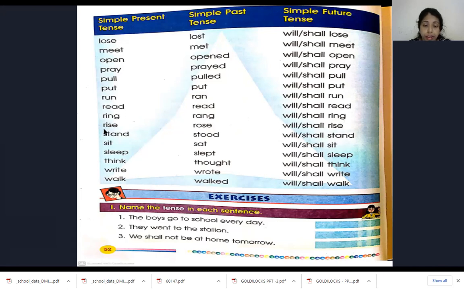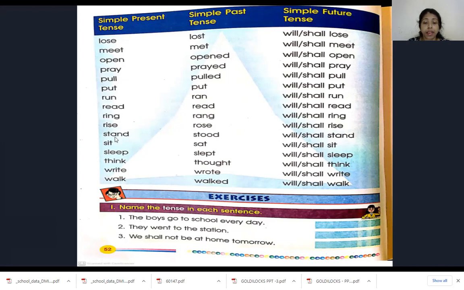The next one is rise. In the present form, the word will be rise. But for the past form, it will become rose. Rise, rose. And for future, will rise, shall rise.